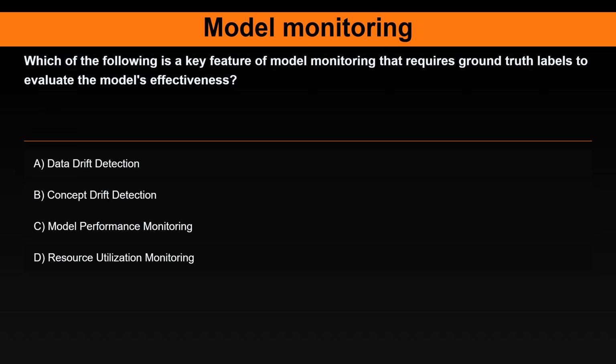Question 14. Which of the following is a key feature of model monitoring that requires ground truth labels to evaluate the model's effectiveness? Option A. Data drift detection. Option B. Concept drift detection. Option C. Model performance monitoring. Option D. Resource utilization monitoring.